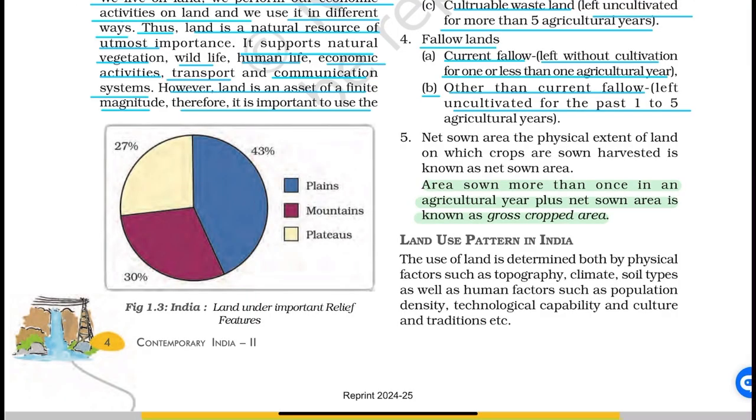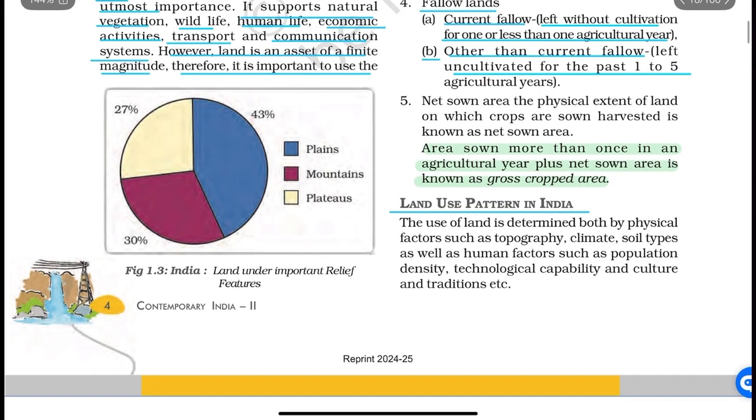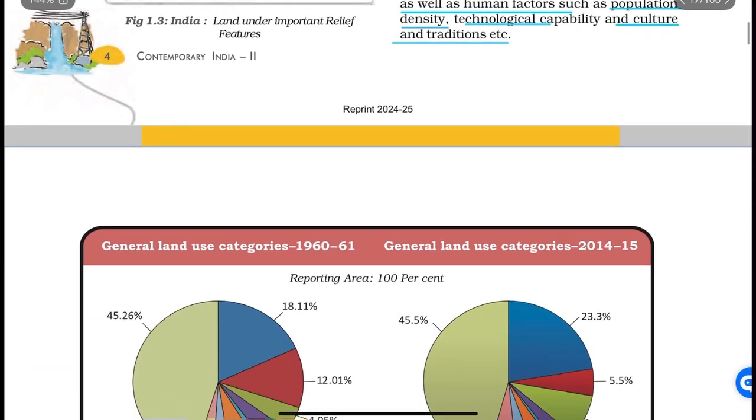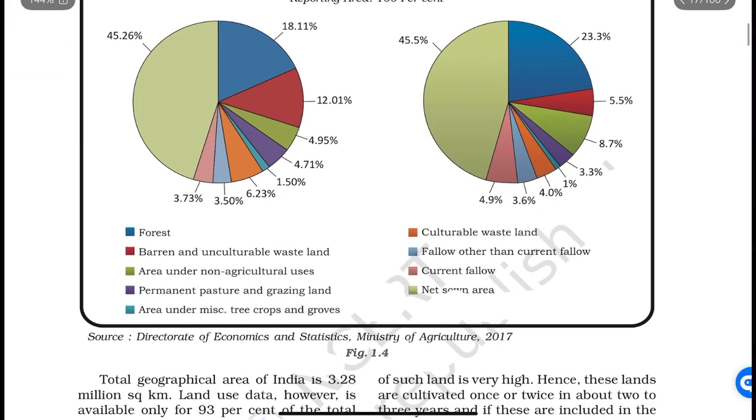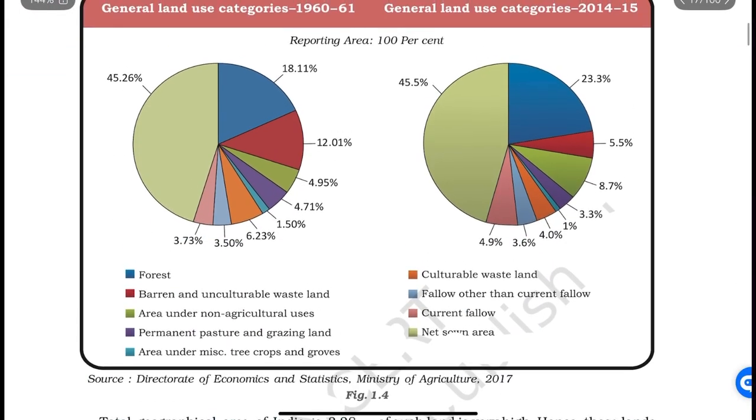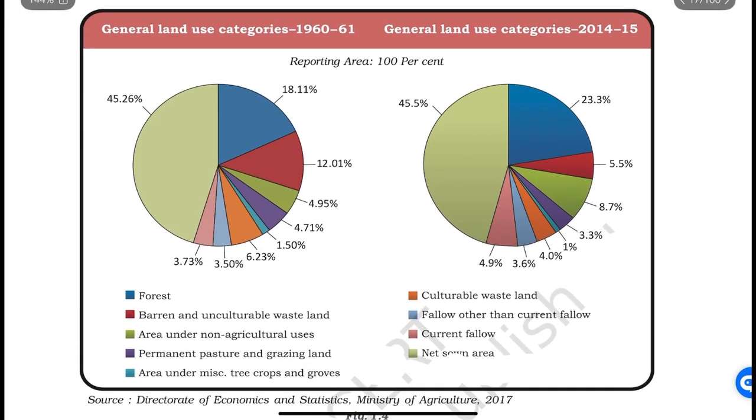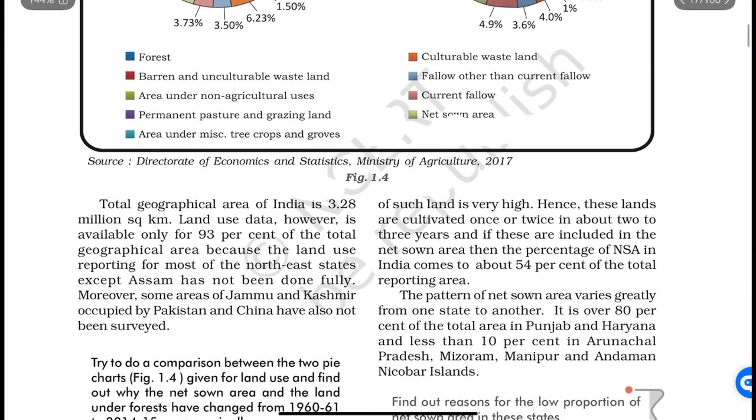Next topic is land use pattern in India. The use of land is determined both by physical factors such as topography, climate, and soil types, as well as human factors such as population density, technological capability, and culture and traditions, etc. It is a graph, you can say a pie chart, of general land use categories in 1960 to 61, and this is for 2014 to 15.